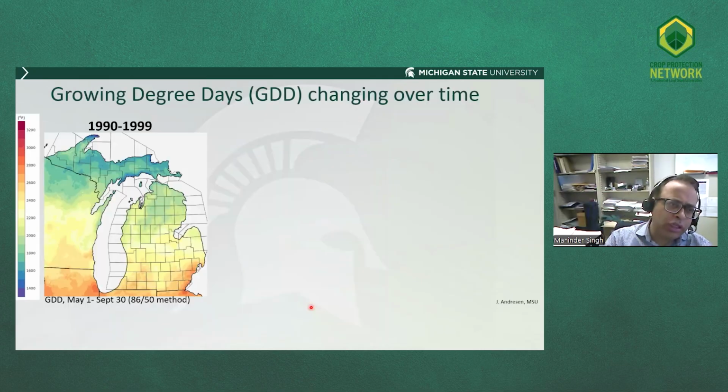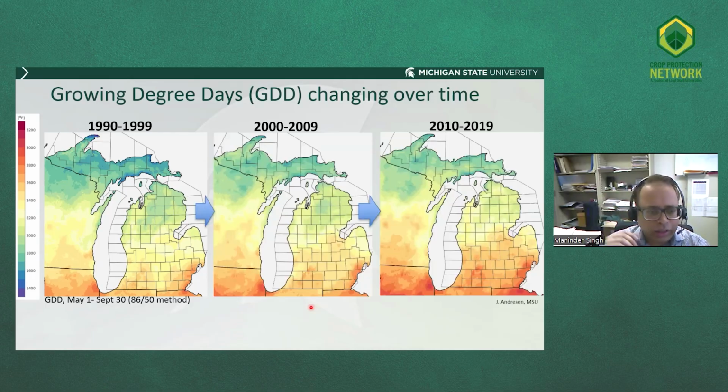Using growing degree days is also very critical. Again, I'll show you data here from Michigan, but it's relevant for other states as well. Compared to the 90s, if you look at the color of these maps over the last few decades, it's getting darker, meaning we are accumulating more growing degree days within that May through September, our typical growing season, in addition to an extension of that season.